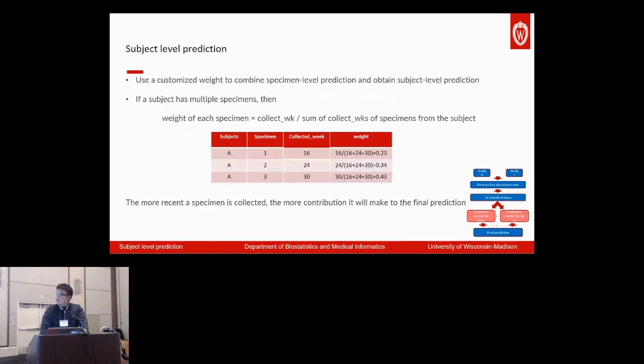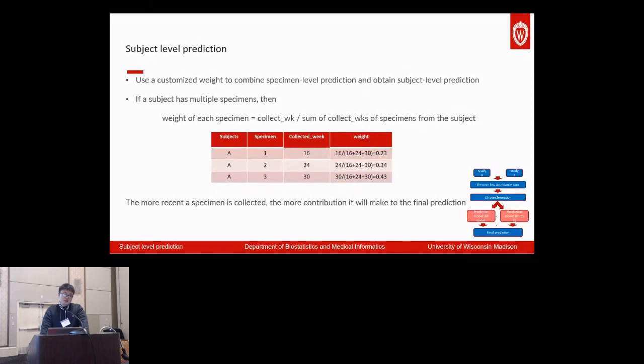So here we can apply our trained model on the testing data set and get the specimen level predictions. Then we use the customized weight to combine the specimen level predictions to obtain the subject level prediction. Intuitively, the more recently collected specimen is more representative of the subject, so we weight the specimen level predictions by the collected weight.